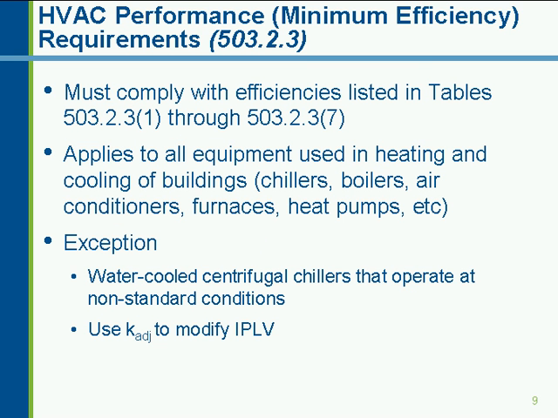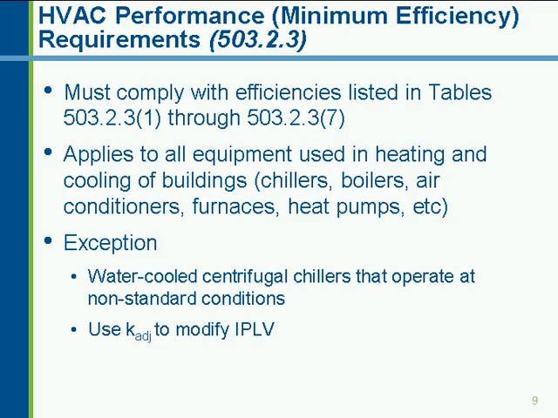There are requirements for HVAC performance, minimum efficiency requirements. Those are contained in tables 503.2.3.1 through 503.2.3.7. And these tables and equipment efficiency requirements apply to all equipment used in heating and cooling of buildings, such as chillers, boilers, air conditioners, furnaces, heat pumps, etc.